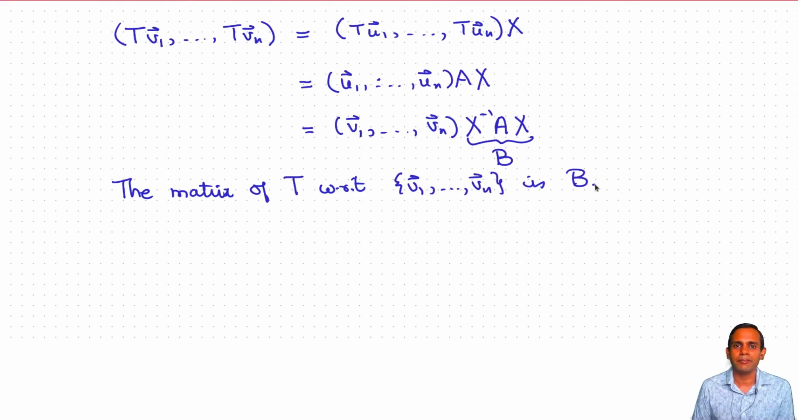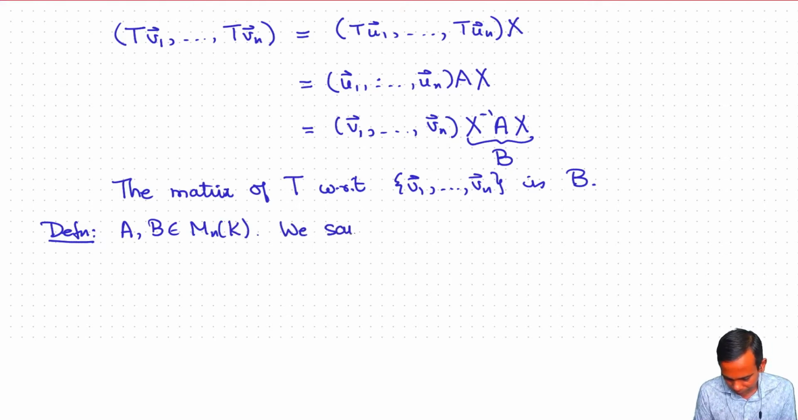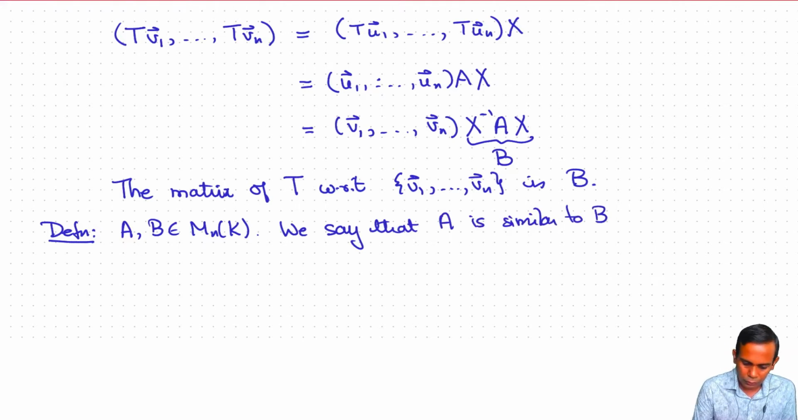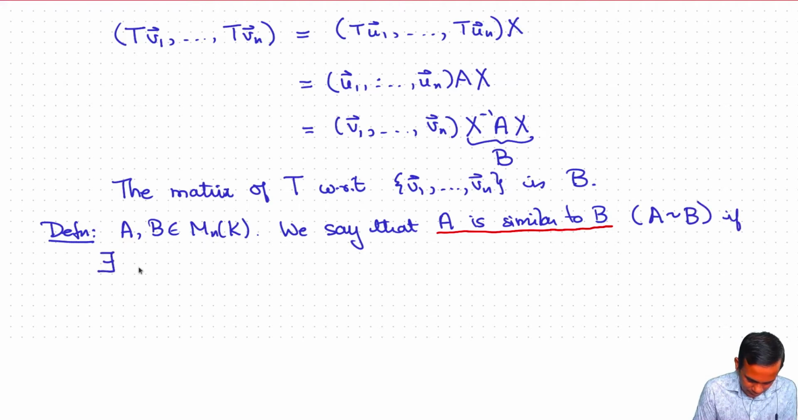And this motivates the definition of similarity. So suppose we have two matrices A, B in M n by n of K, n by n matrices over any field K. We say that A is similar to B, and we will use the notation A, and we'll just draw a squiggle here, B, if there exists a matrix X in GLn(K).